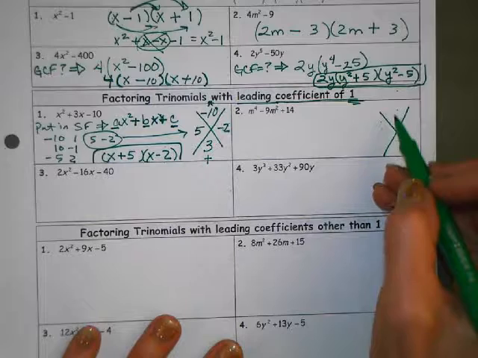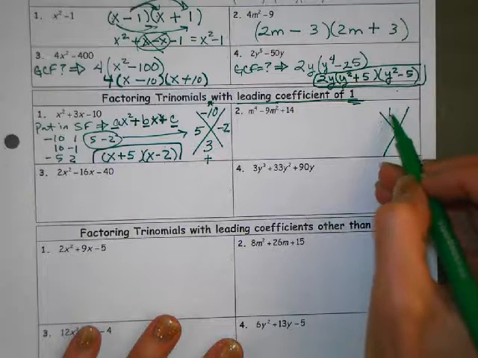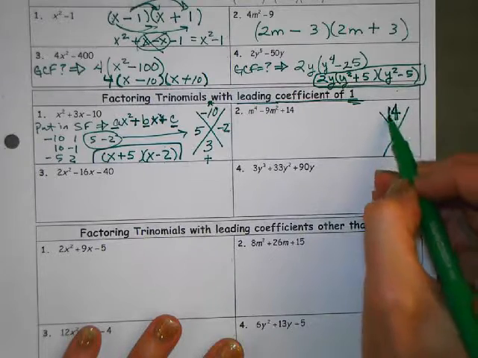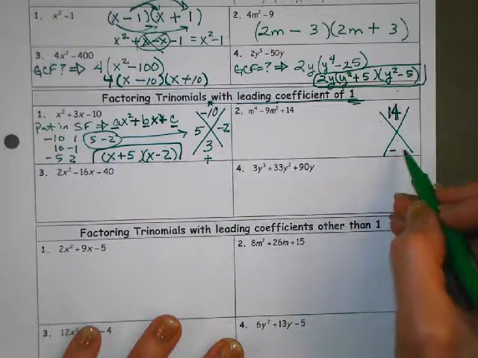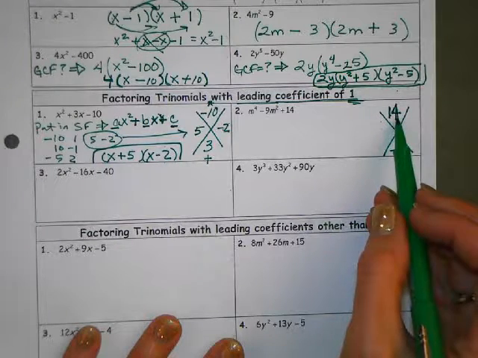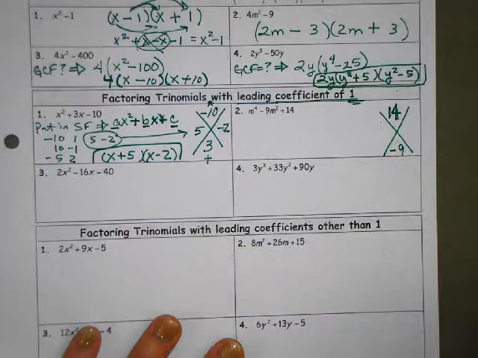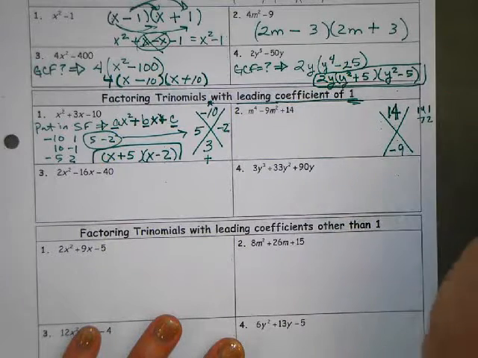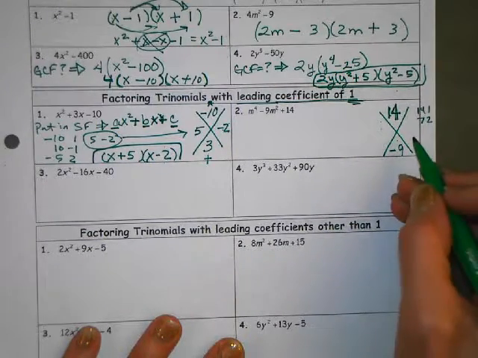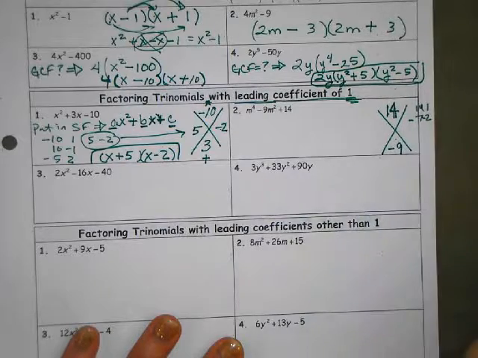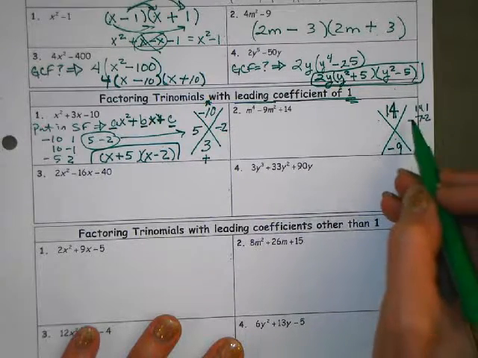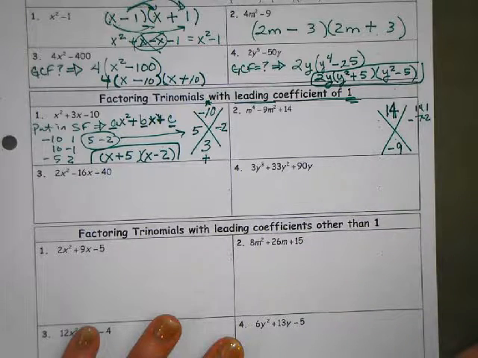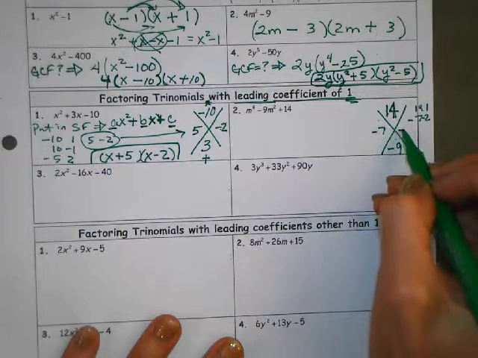So what's going to be my value that would go on top? It's going to be 14. It's going to be my A times my C, and the bottom is going to be my B. So I need factors that when multiplied give me 14, and when added give me negative 9. So I have 14, 1. I have 7 and 2. So which one of those might give me a negative 9 somewhere? Negative 7, negative 2, when added, give me negative 9. When I multiply negative 7 to negative 2, do I get a positive 14? I do. So this becomes negative 7, this becomes negative 2.